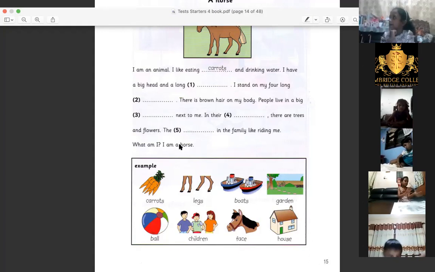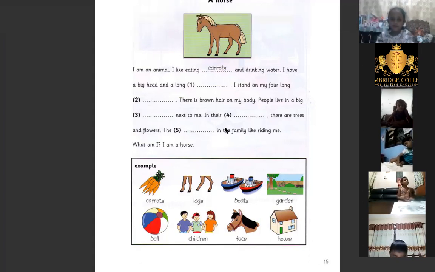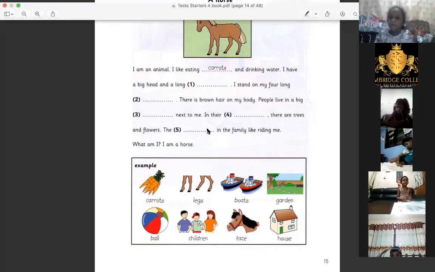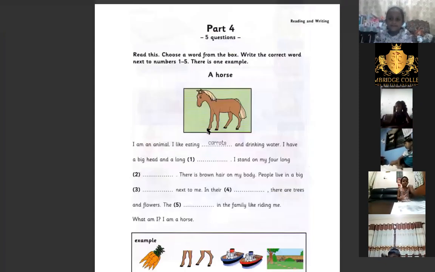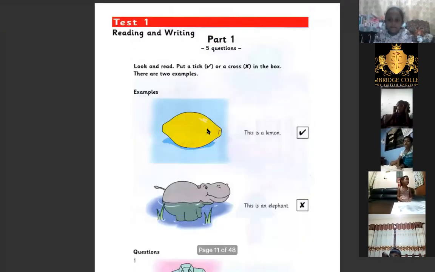Okay, I hope you all have finished. So we'll stop the reading and writing part now and we'll move to listening part one. So this is listening part one. Turn to page number five.